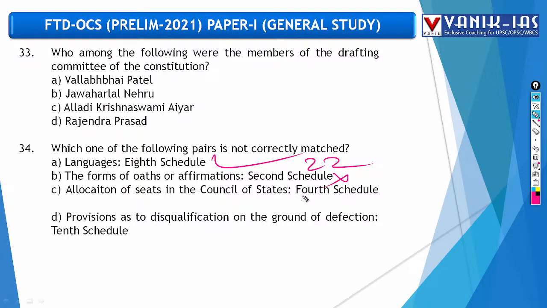Schedules of the Constitution are very important. Allocation of seats, it is the 4th schedule. Provisions as to disqualification on the ground of defection, this is the 10th schedule. The 10th schedule provides for disqualification of members of the House. Okay.